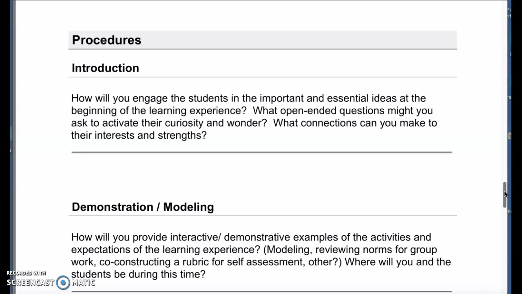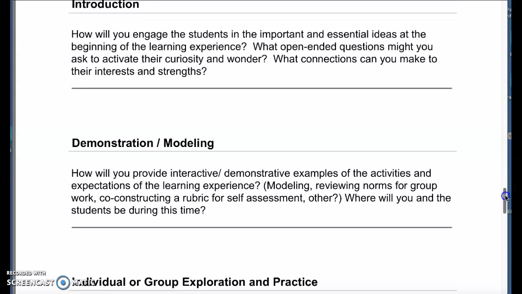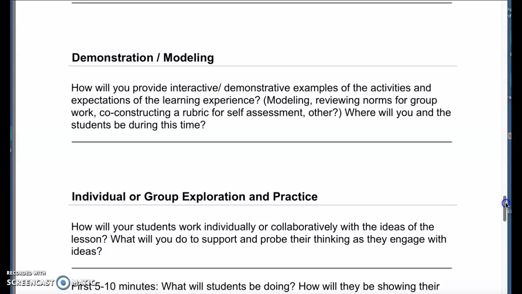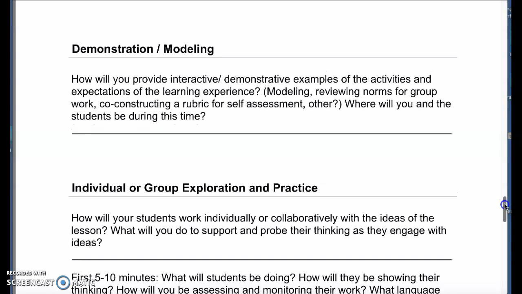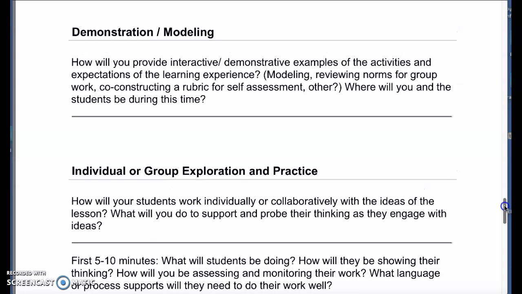And then moving on to the next section, the demonstration and modeling. How will you help and support the students in understanding and knowing what they're supposed to be able to do? So what are you going to be demonstrating and modeling for students? Where will you and the students be during this time? So when you're doing the demonstration and modeling of how this lesson is going to unfold, where will the students be? Are they going to be in a whole group place on the carpet area? Will they be at tables or desks? Or are they going to be each at their own computers in their own home when you're doing the demonstration piece if you're doing a virtual lesson? So be specific about how you're going to model for the students and then where the students will be while you're modeling.